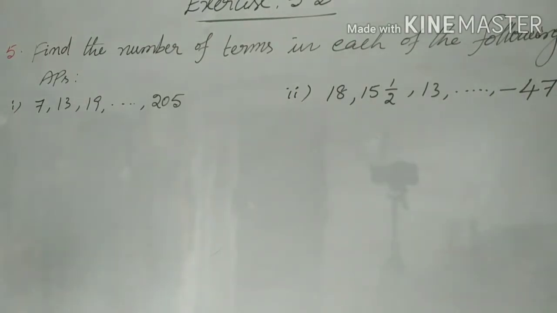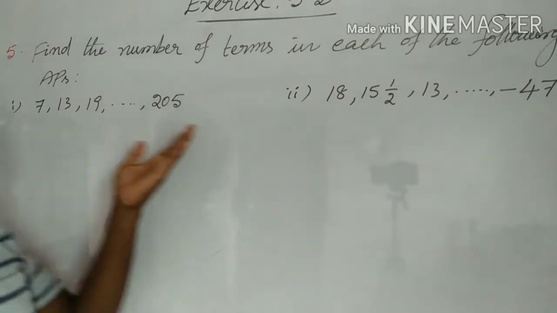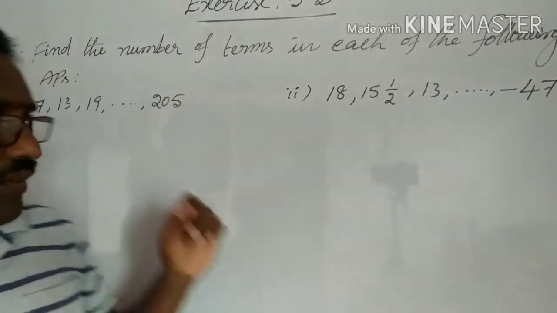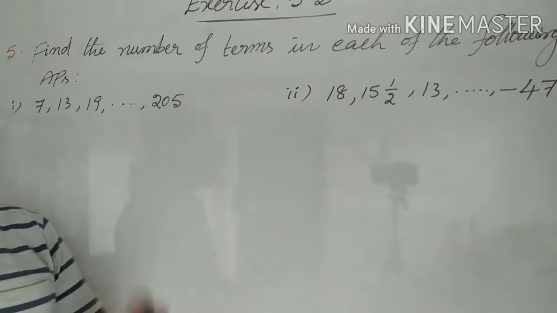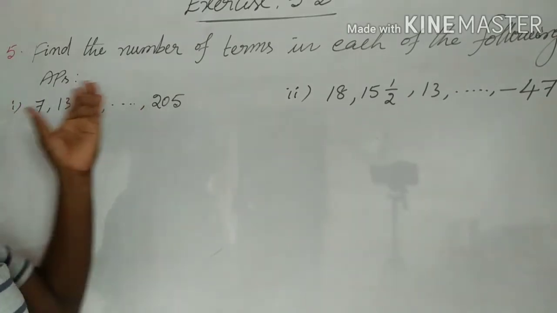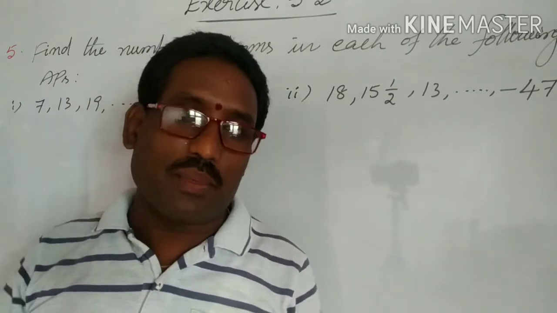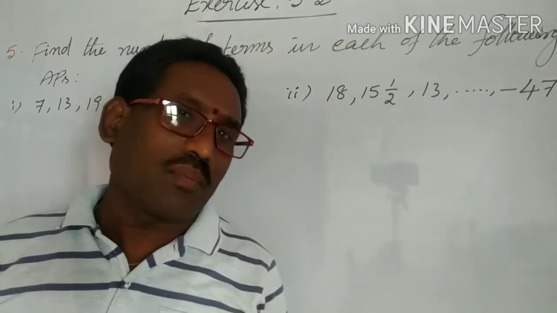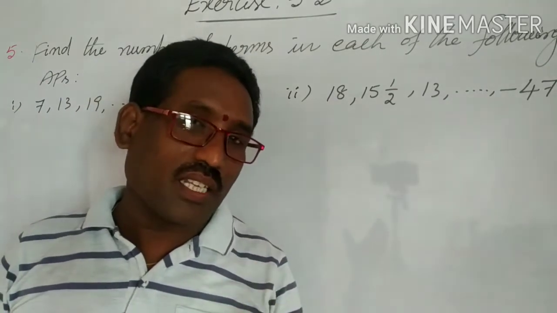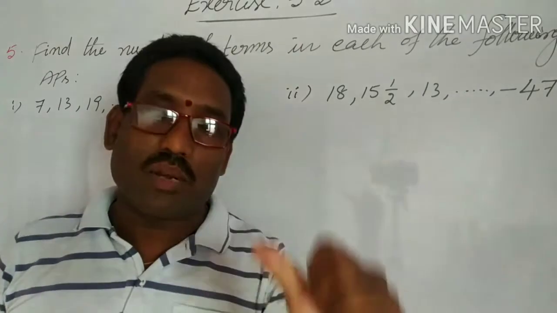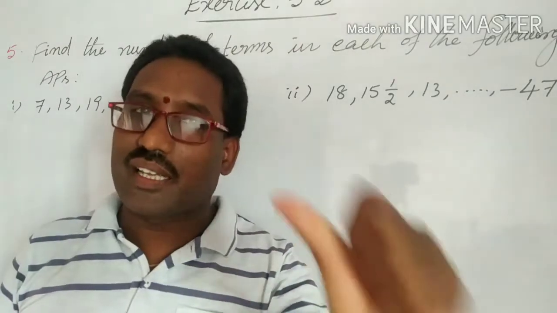Fifth problem. Find the number of terms in each of the following APs. Two questions are given. This is the AP, arithmetic progression. Find the number of terms, that is asked. How many terms are there in that AP? How many terms means what? You should find n. Number of terms means you should find n.